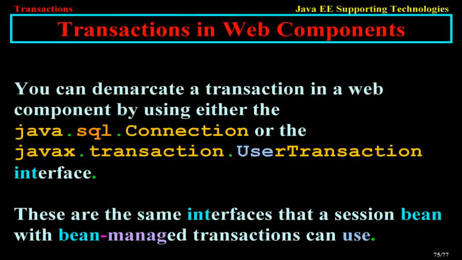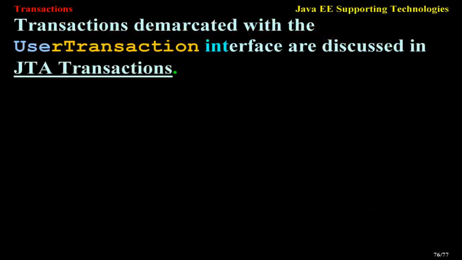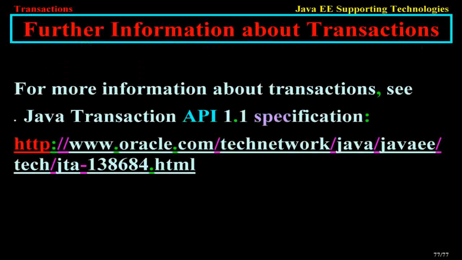Transactions in web components. You can demarcate a transaction in a web component by using either the java.sql.Connection or the javax.transaction.UserTransaction interface. These are the same interfaces that a session bean with bean-managed transactions can use. Transactions demarcated with the UserTransaction interface are discussed in JTA Transactions. Further information about transactions: for more information about transactions, see the Java Transaction API 1.1 specification.